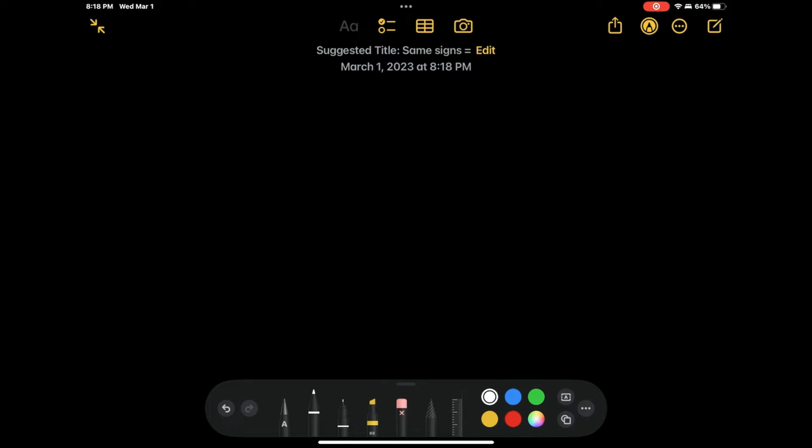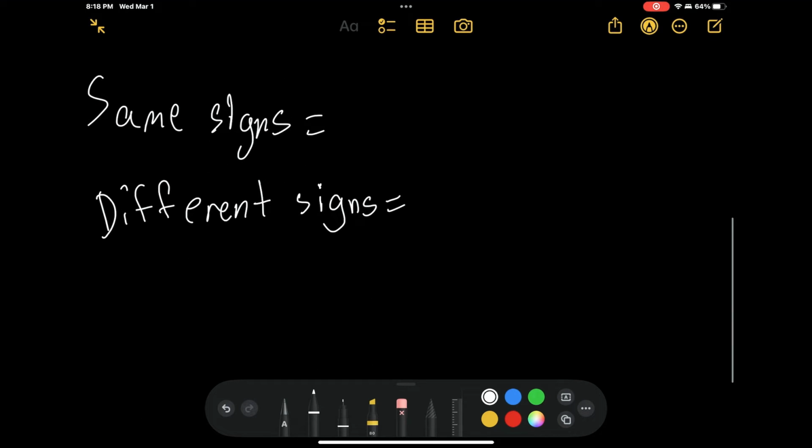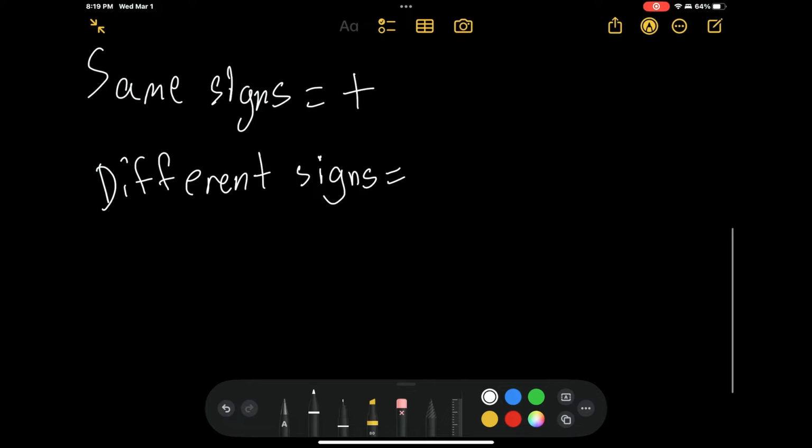Now let's look at negative number multiplication and division. When you multiply or divide the same signs together, it's always positive. When you multiply or divide different signs, it's always negative. Let me explain.